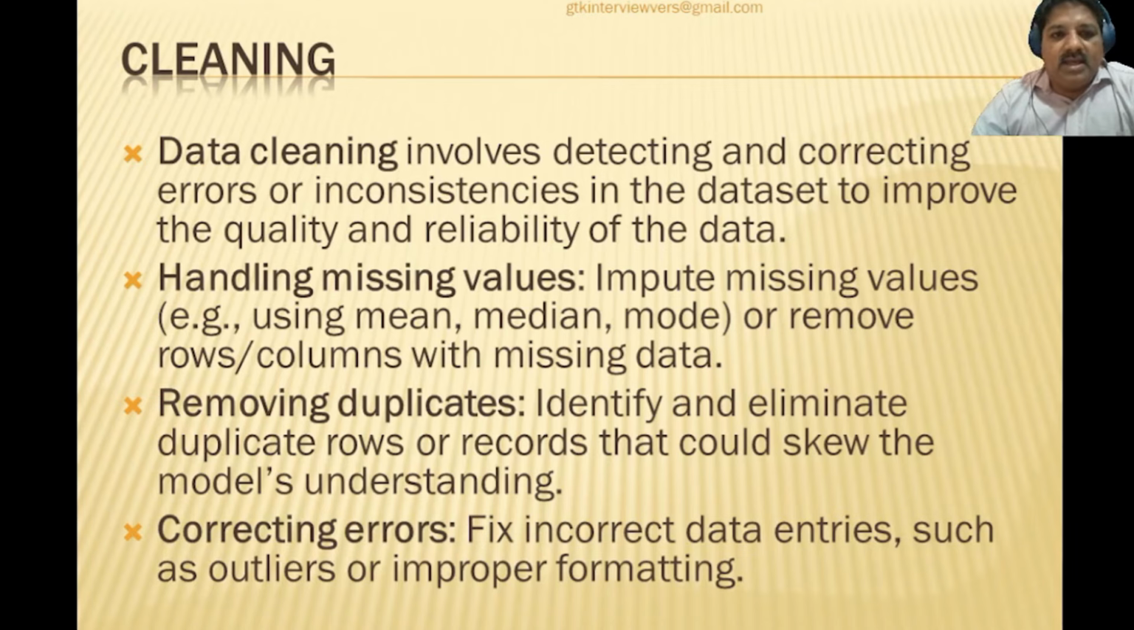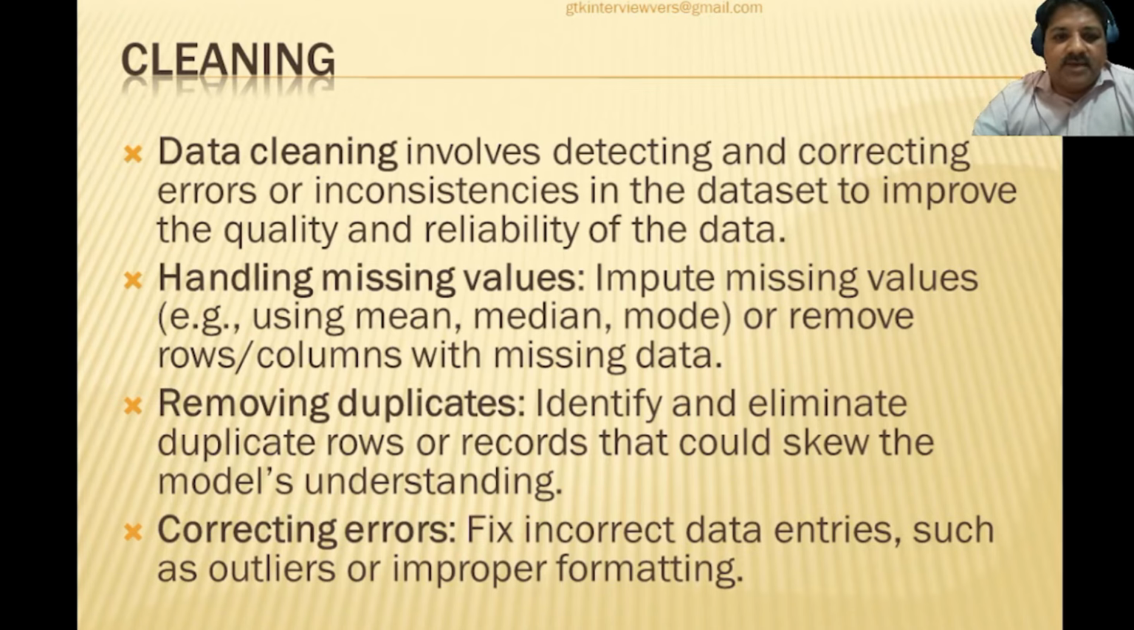For example, handling missing values. In some data there will be multiple rows, and one of the rows will be empty. There's no data. So you will impute in two ways. Either you'll delete the whole row, or you'll fill in the data with the help of mean, median, and mode. With any of these three aspects, we'll impute the data.